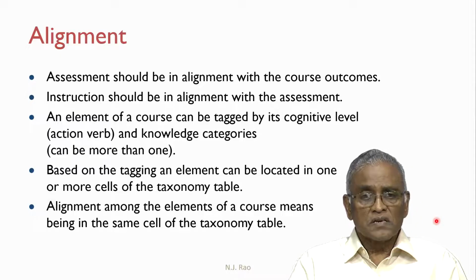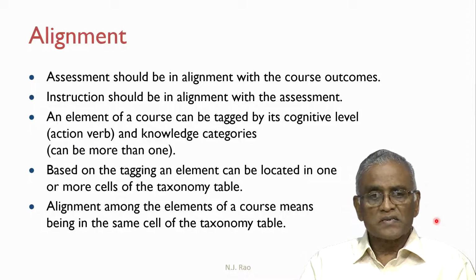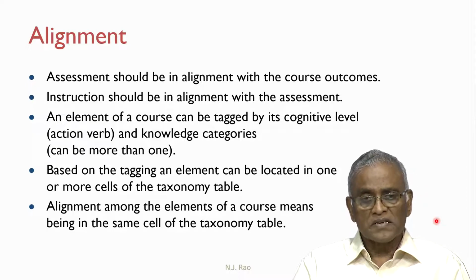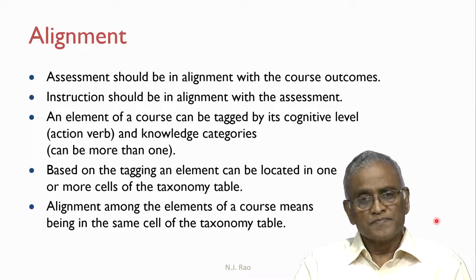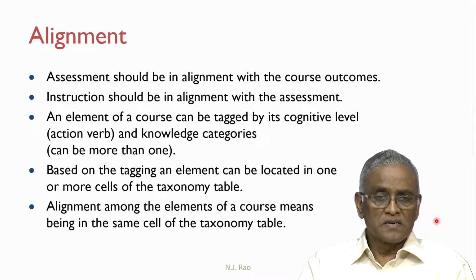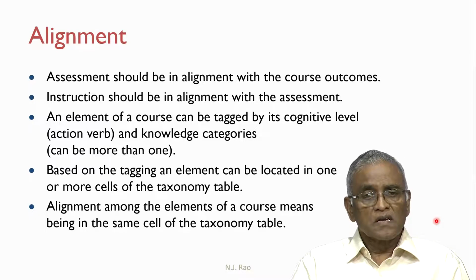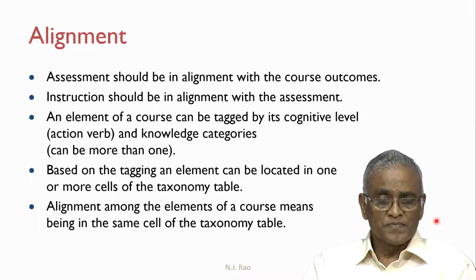And to ensure that the proper alignment takes place, an element of a course can be tagged by its cognitive level. By looking at its action verb, we can say what cognitive level it belongs to. And similarly, we can also identify the knowledge categories. Remember that in any element of the course, one may be dealing with more than one knowledge category. We will elaborate more on that in the following units when we start writing the course outcomes.